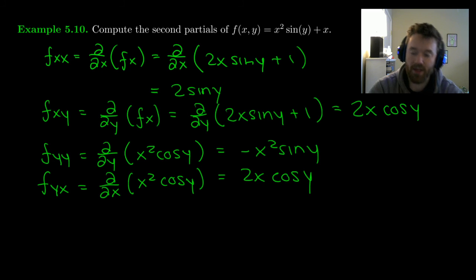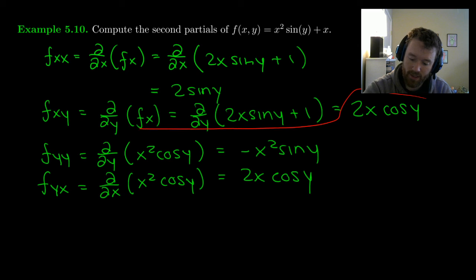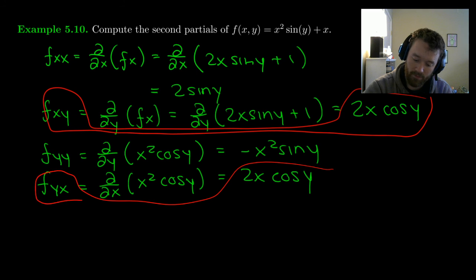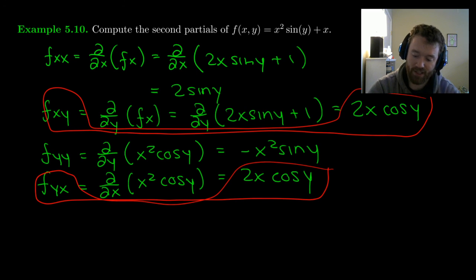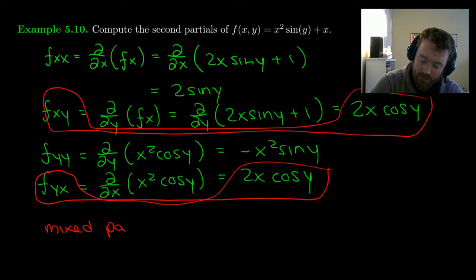So something that I want you to notice is that these partials, the mixed partials, are actually the same. So fxy is 2x cosine y. Fyx is 2x cosine y. So mixed partials are the same, at least in this example.